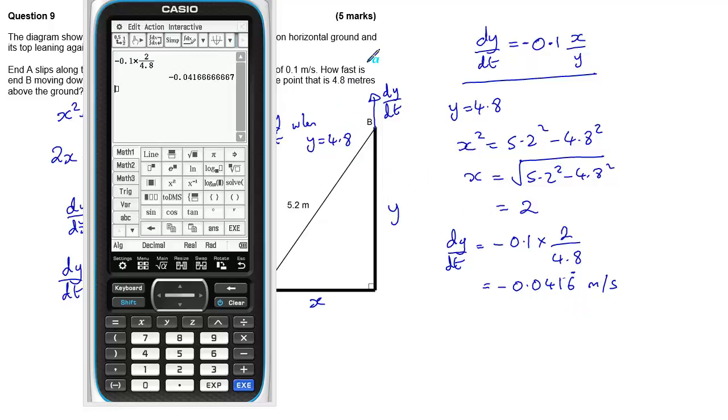Now it just asks for speed, so the sign's not important. So we'll say 0.416 recurring. I've missed a 0 out. Not having a good day with this, but let's get it right. 0.0416 recurring meters per second.